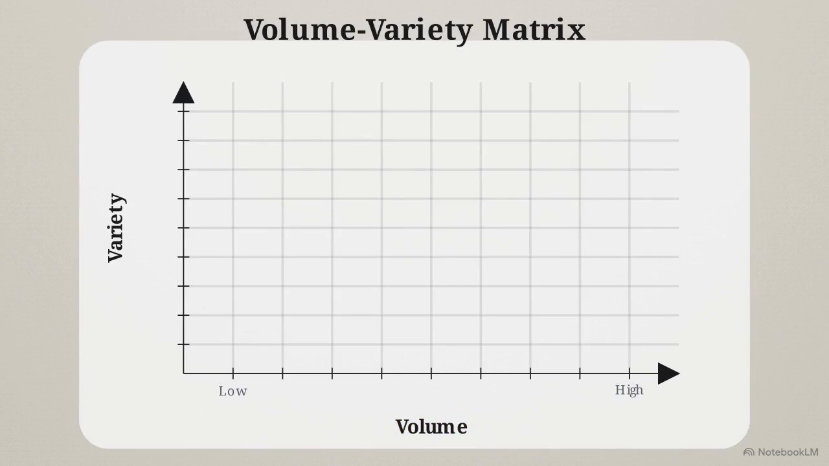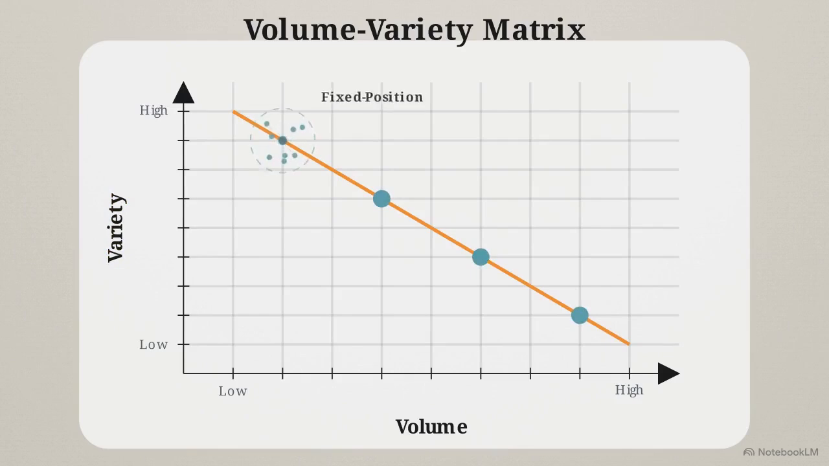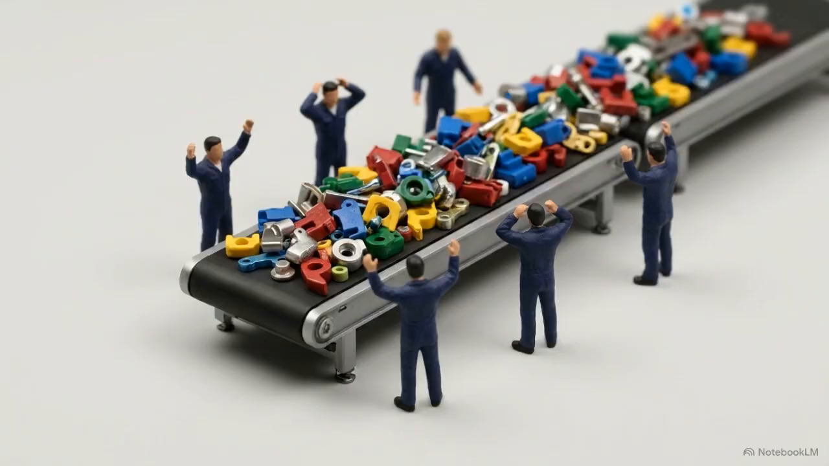It plots how output quantity, volume on the x-axis, interacts with the range of customized offerings, variety on the y-axis. Depending on where a business falls on this curve, it maps to one of four specific layout zones, transitioning from highly flexible to rigid and linear. Violating the mathematical gravity of this matrix, for example, using a high-volume layout for a high-variety product, guarantees operational breakdown.